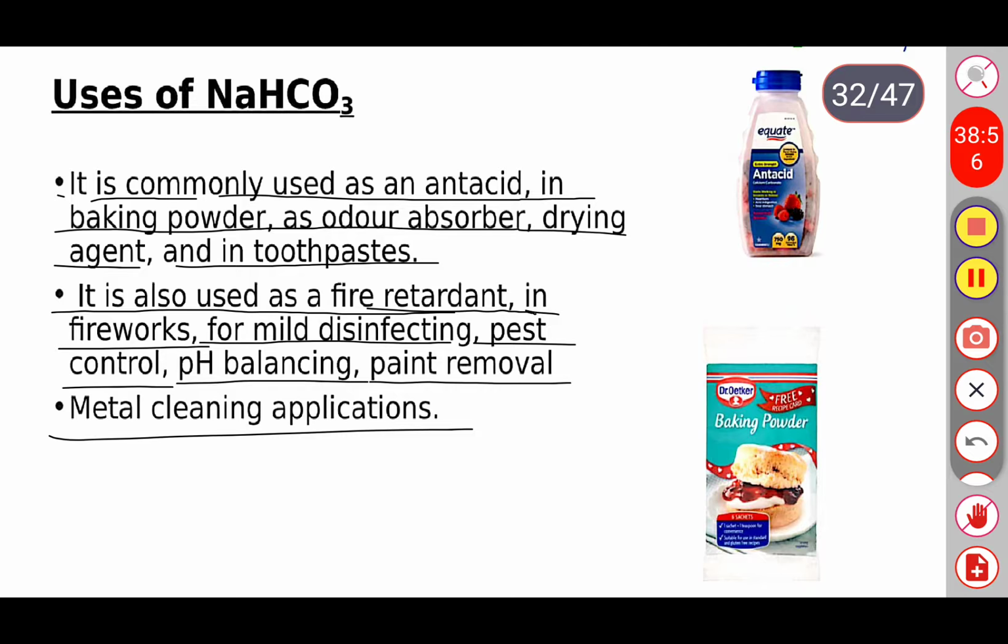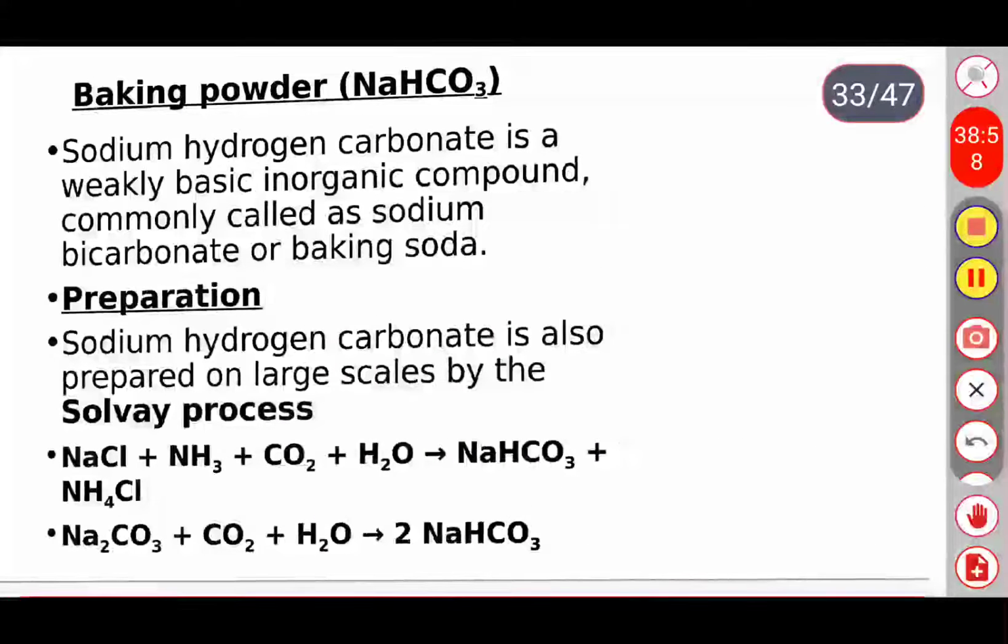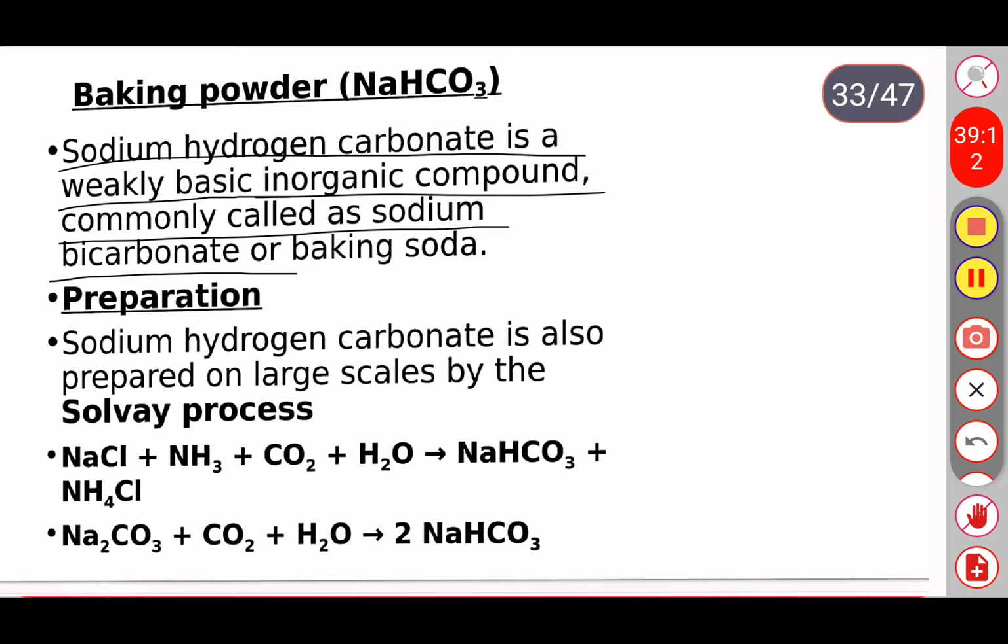Next one, baking powder. Baking powder, sodium hydrogen carbonate, is a weakly basic inorganic compound commonly called sodium bicarbonate or baking soda. So how are we going to prepare the baking powder? Sodium hydrogen carbonate is also prepared on a large scale by the Solvay process.